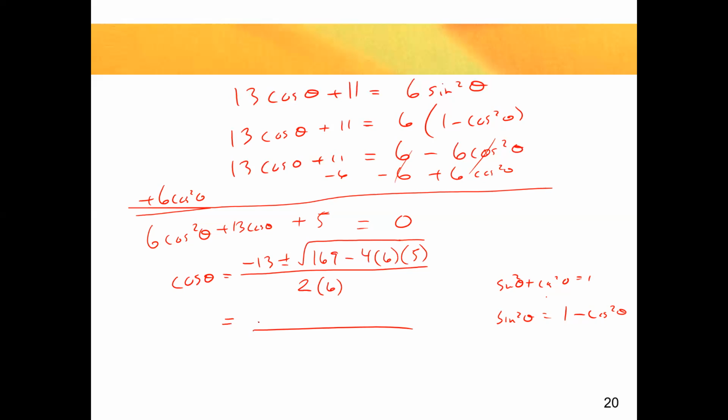Brenna, what's inside the square root as we put this together here? What's that stuff? 169 minus whatever that is. Oh, awesome. I like when things work out. So that means negative 13 plus or minus, what's that? 7. So negative 13 plus 7 is negative 6 over 12, or negative 1/2. Going the other way, negative 13 minus 7 is negative 20 over 12, negative 5/3. That's what I got. Is that what you guys got?